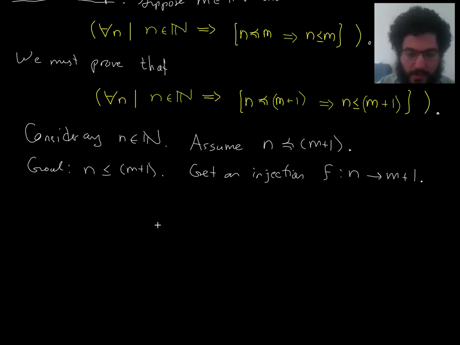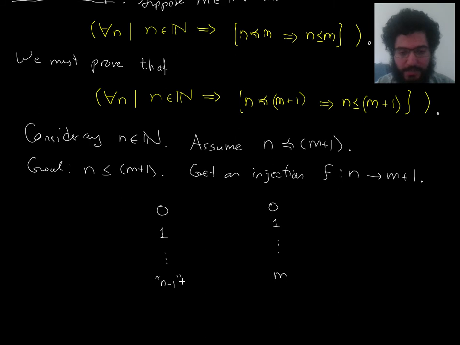So n, let's draw n on the left side. So n consists of, let me not put dots, just the names of the elements, 0, 1, etc., all the way up to, dare I call it, n minus 1. And m plus 1 consists of 0, 1, etc., all the way up to m, right? So these are the elements of the set m plus 1, and these are the elements of the set n.